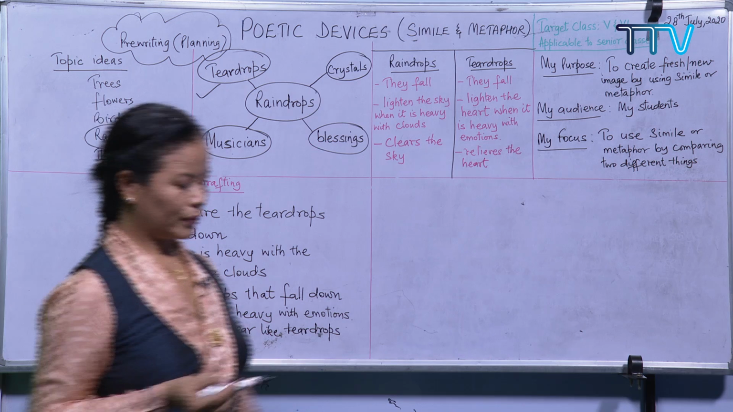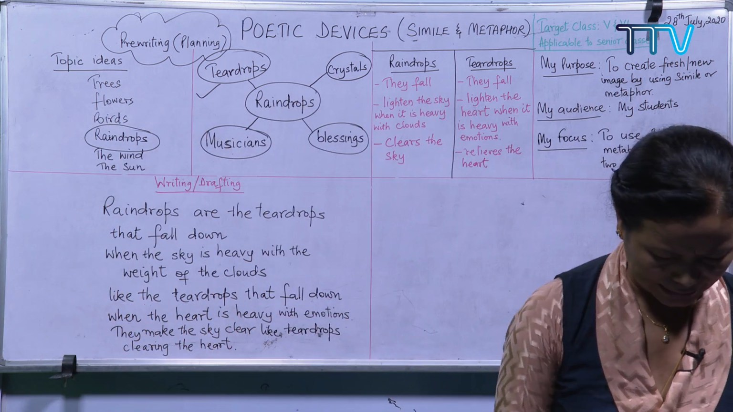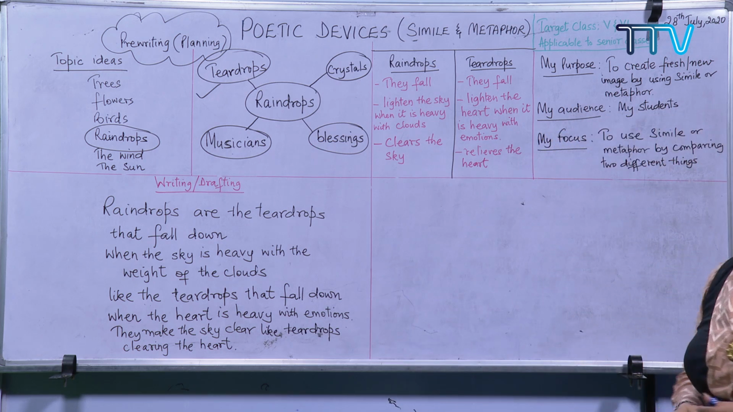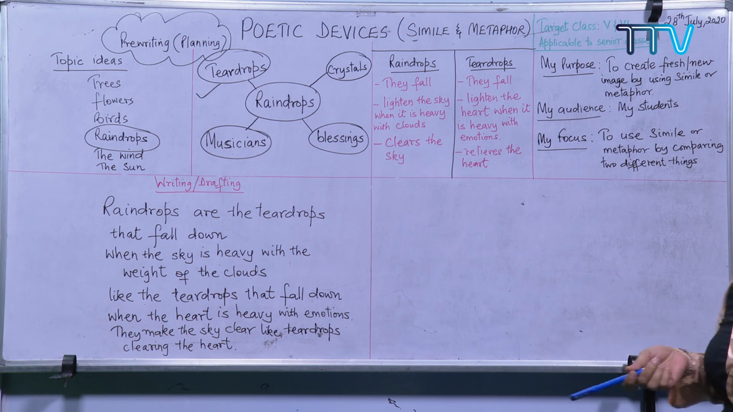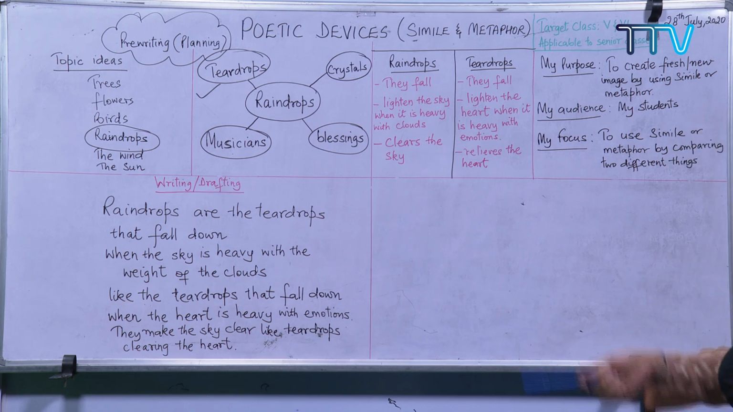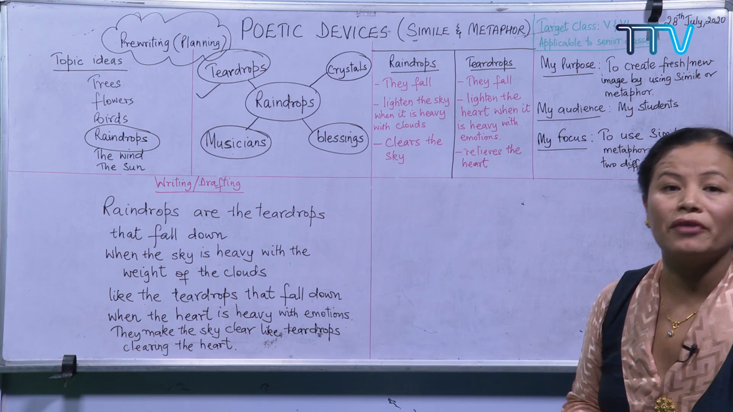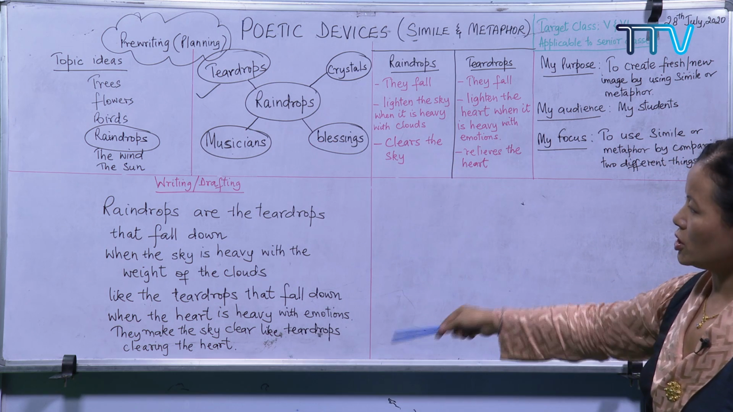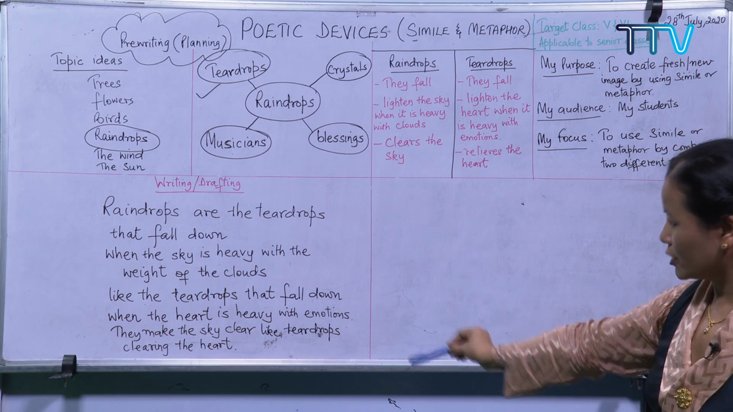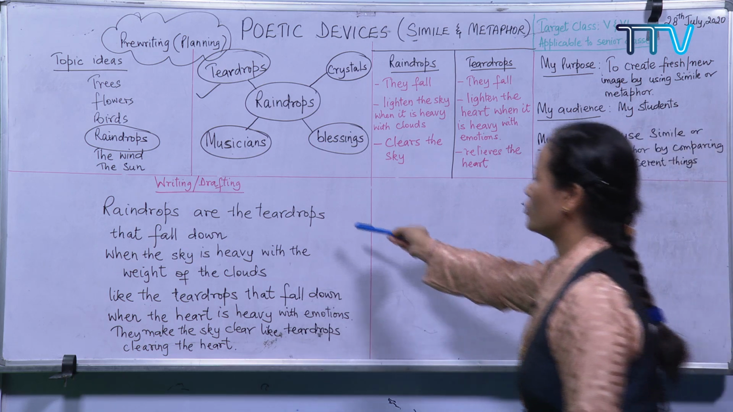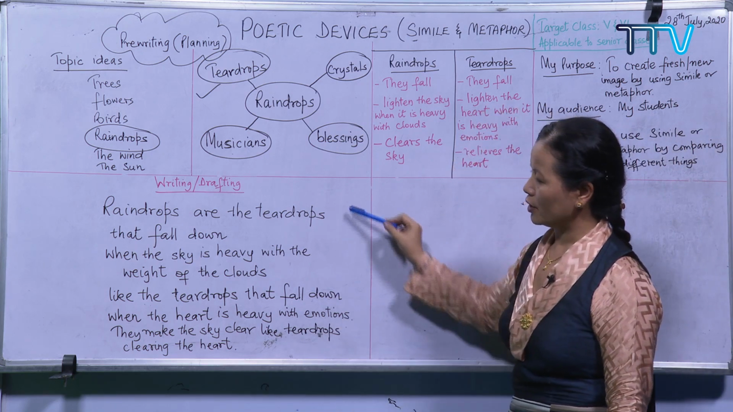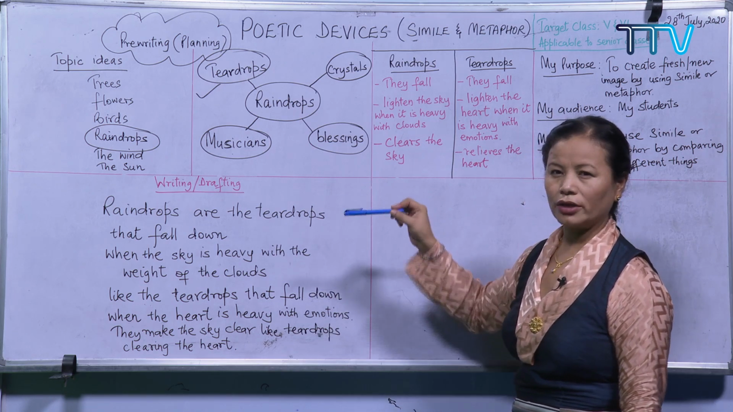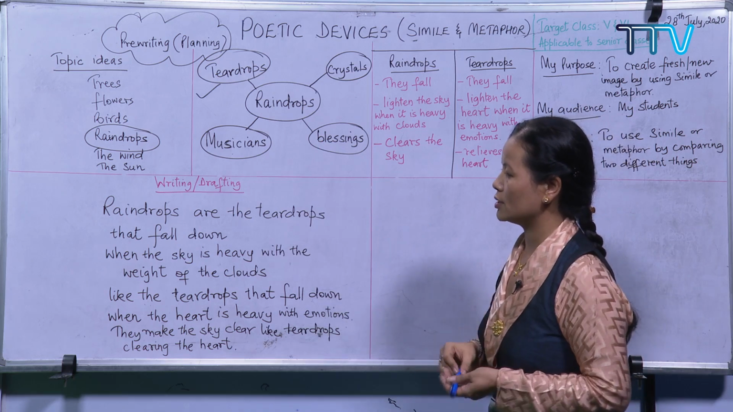Okay, so now what we are going to do next. This is the writing and drafting part. Okay, so we are done with the writing and drafting part. The next step would be revising. We need to look at how we can make changes to the first draft, the draft that we have prepared. So, we have to do some revising in order to make changes.